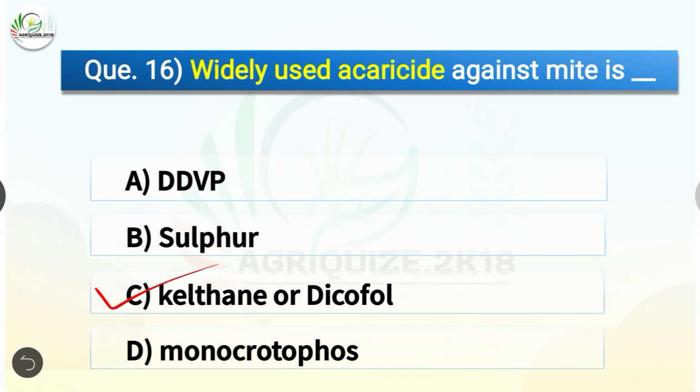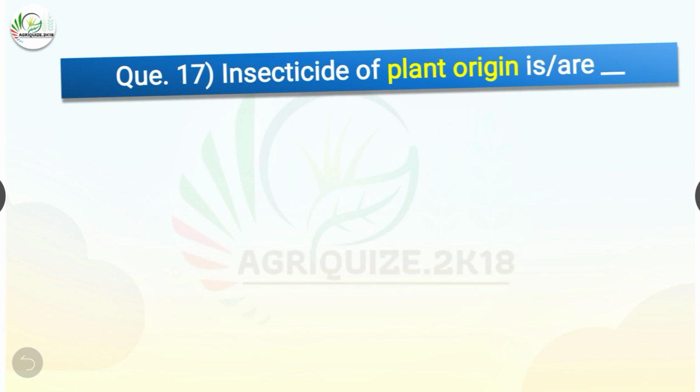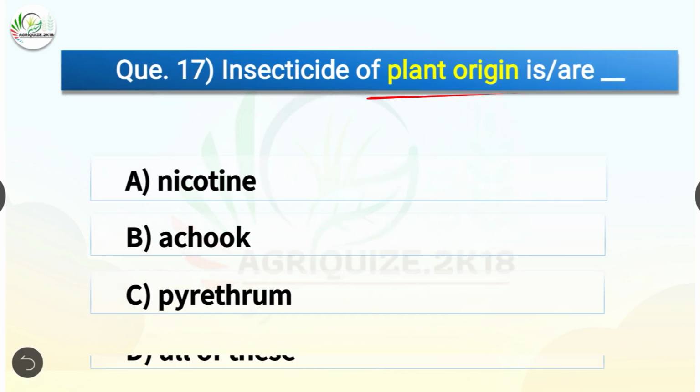Question number 17. Insecticide of plant origin is or are dash. The options are nicotine, achook, pyrethrum, or all of these. The correct answer is option D, all of these. So insecticide of plant origin are all the three, which is nicotine, achook, and pyrethrum. Nicotine is derived from tobacco, achook is derived from neem, and pyrethrum is derived from chrysanthemum flower petals.